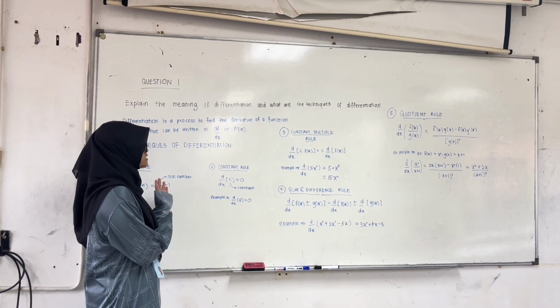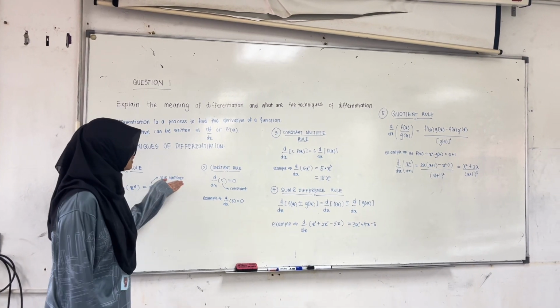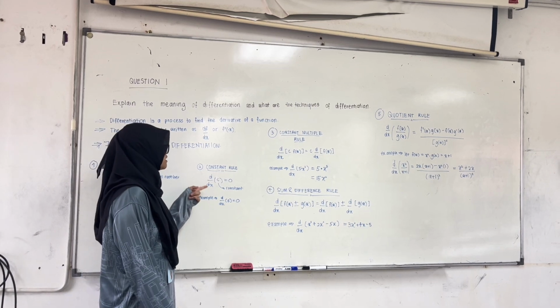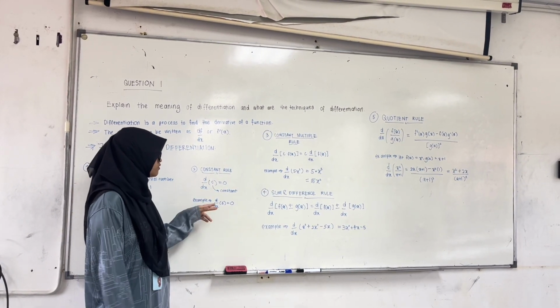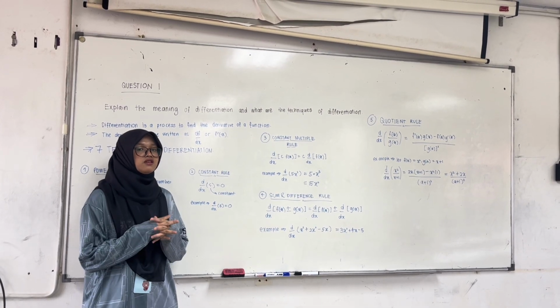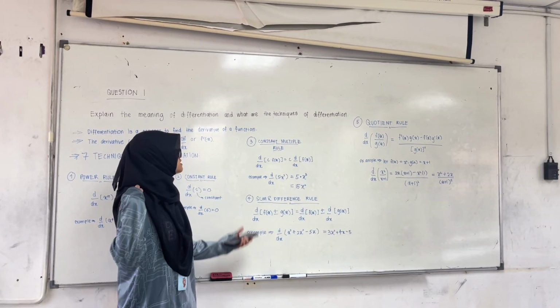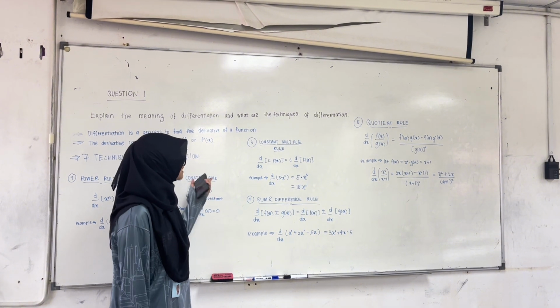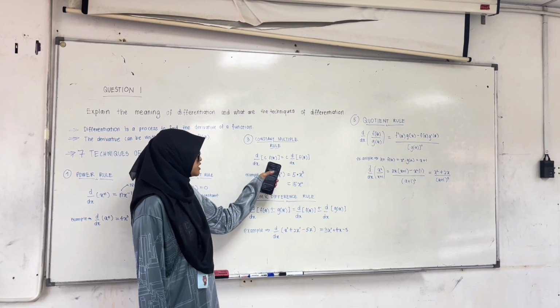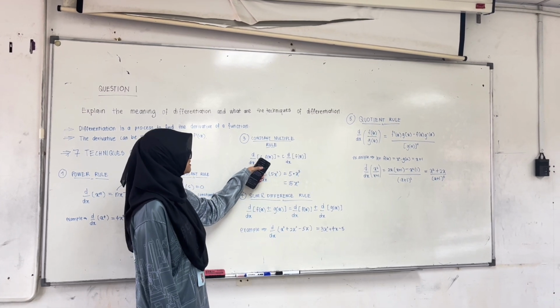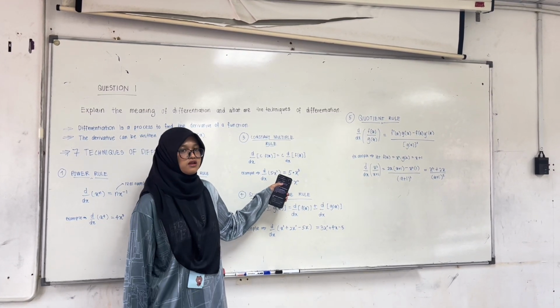The second one is the constant rule. It states that the derivative of a constant is 0 because a constant doesn't change. The next one is the constant multiple rule. It states that if you want to find the derivative of a constant times a function, you just multiply them together and then you will get the derivative.